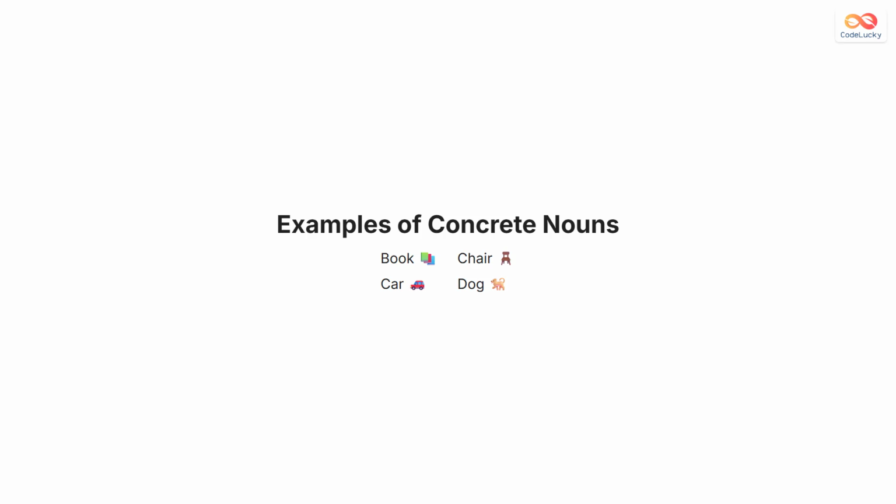Concrete nouns include everyday items such as books, chairs, cars, and dogs. These are objects that you can physically interact with and easily identify using your senses.